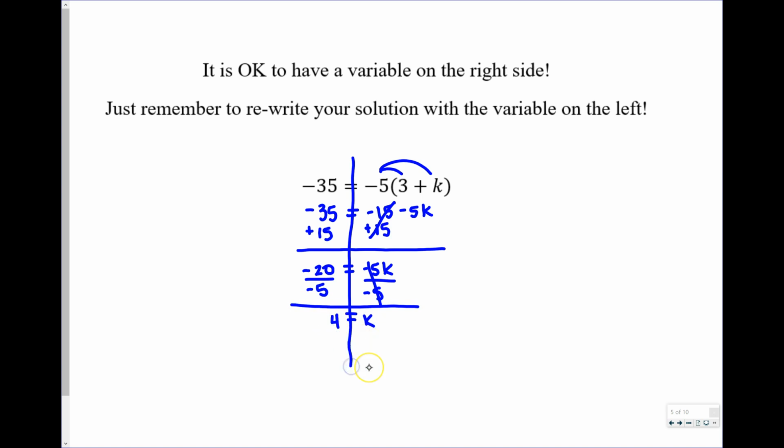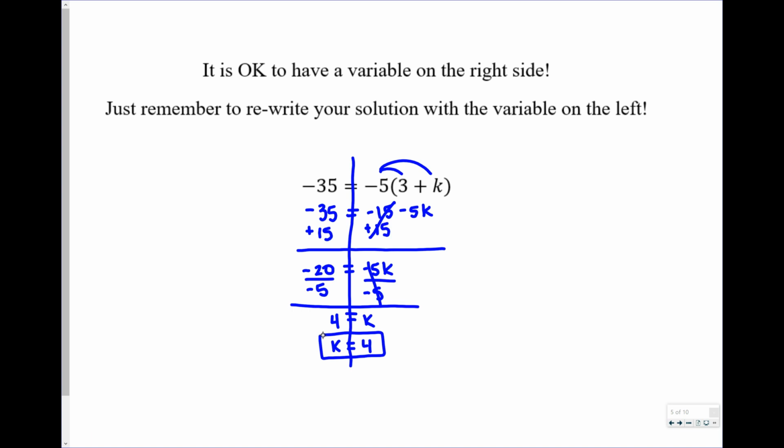Now, I don't like my variable on the right, so all I'm going to do is switch it around, so then k goes here and 4 goes here. I like this answer better. I like the variable on the left for your final answer, so just flip them. It means the same thing. If 4 equals k, then k equals 4. So it doesn't change the meaning, it just changes how it looks, and we want it to look professional.